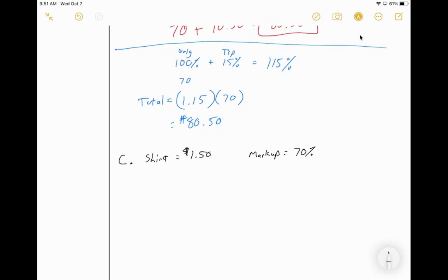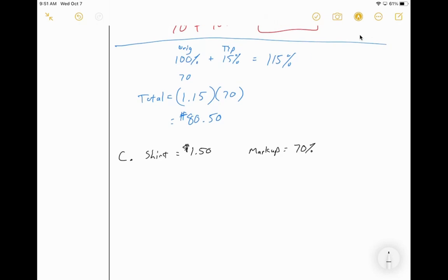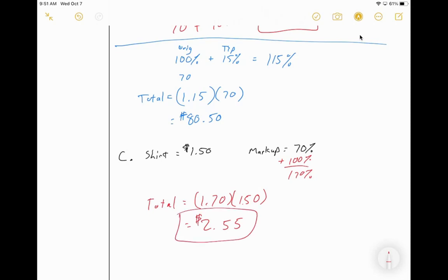You guys seem to be right on this. It's pretty easy. Again, it's just like yesterday, but you're adding instead. That's the whole deal. So I'm going to show you the real fast way, but you did it however you did it. 70% plus 100% is 170%. So my total is equal to 1.70 times $1.50, and I get $2.55, which most of you got.